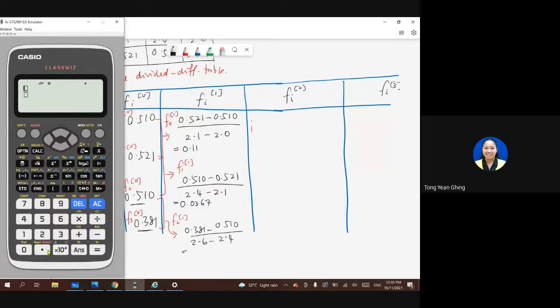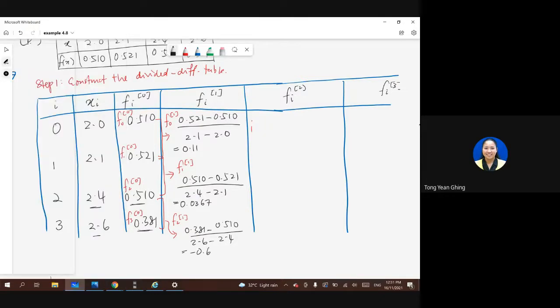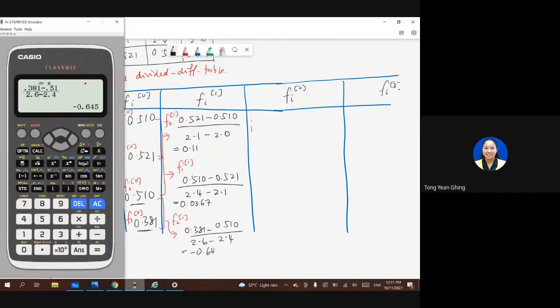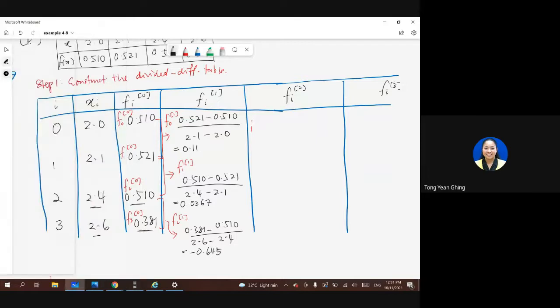So if I'm too fast, let me know. So far okay? Some have fallen asleep. 0.6 minus 2.4. So it becomes negative 0.645. Is everyone hungry? Lunch.